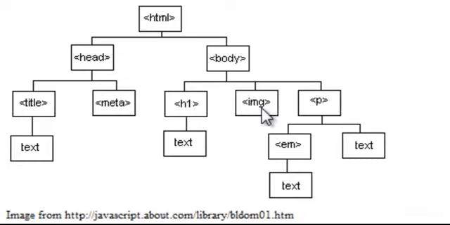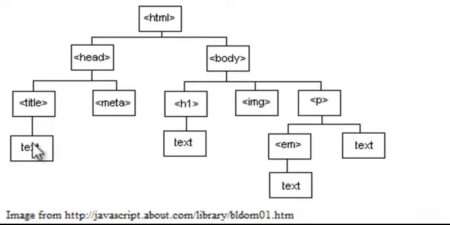You can have an image. Well, you put nothing inside an image, so it doesn't have any children. You can have a paragraph, which has regular text. It can also have emphasized text, and it has its content inside of it. So now very quickly, we have our parent, HTML, two children, head and body. The head has two children, and the body has three children.